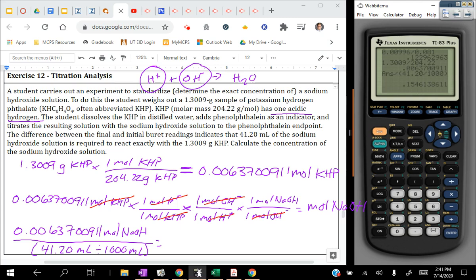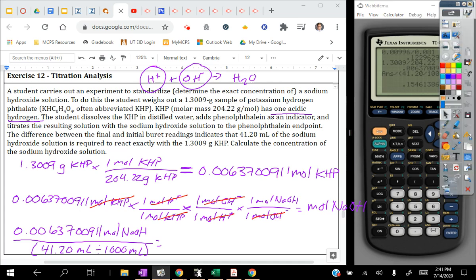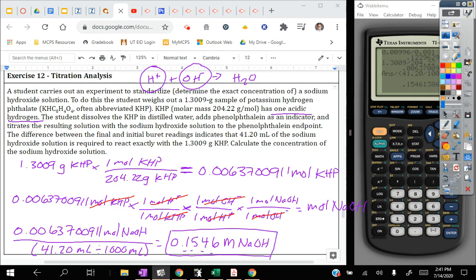And I get a molarity of 0.1546, and so on. However, I need to pay attention to my significant figures. I had 5 significant figures with my KHP, but 4 significant figures with my volume. So 0.1546 molar NaOH would be my final answer for 4 significant figures. Okay. And that's really all there is to it.